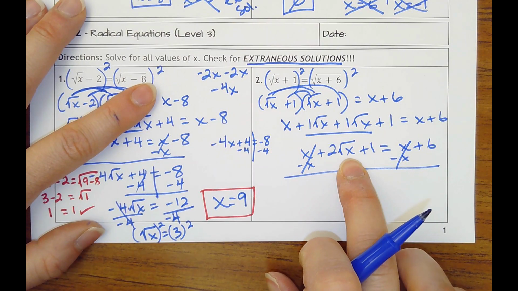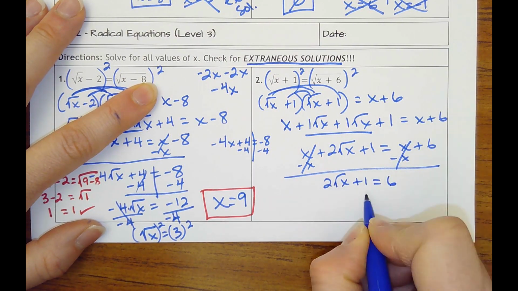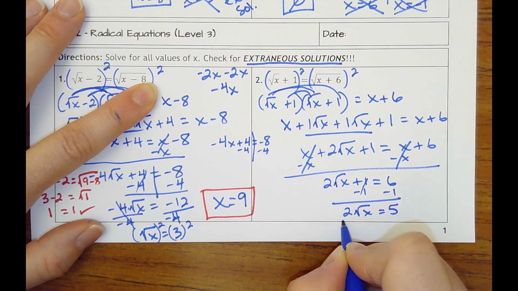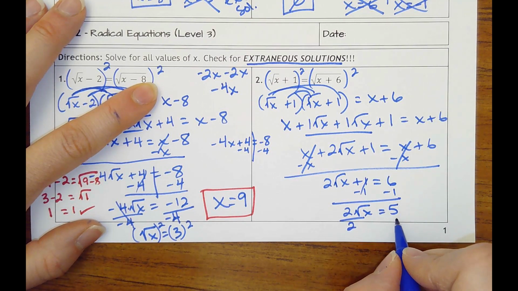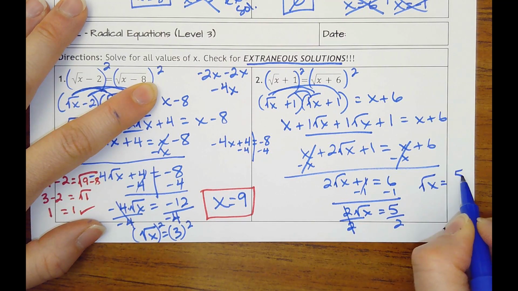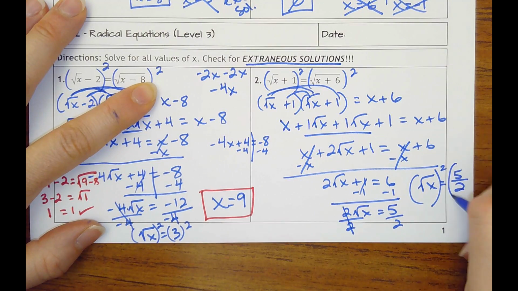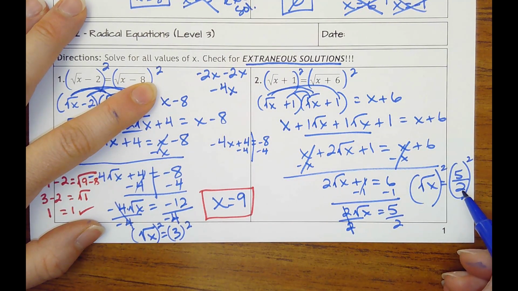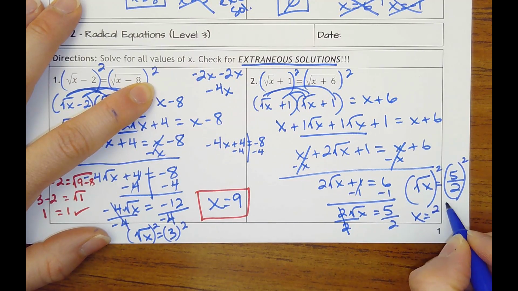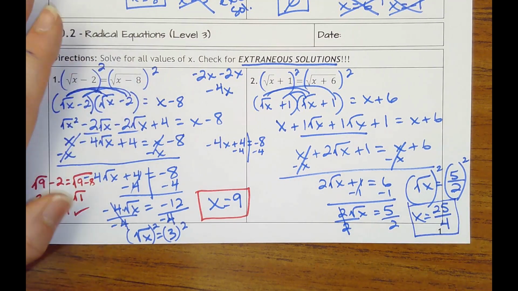So now this is the one I'm solving for. I would want to subtract the 1 first. That's 5 divided by 2. So then I get square root of x equals 5 over 2. That's okay that it's a fraction. I would want to square both sides. So really both numerator and denominator get squared. 5 squared is 25. 2 squared is 4. 25 fourths should be my answer.